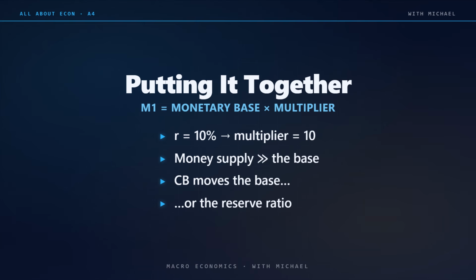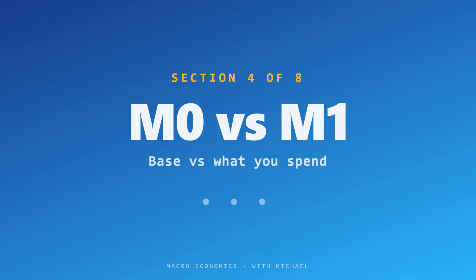Section 4. M0 versus M1. So we have two key measures, and the difference matters. M0, the monetary base, is currency plus bank reserves, the high-powered money the central bank issues directly. M1 is the money the public actually spends, currency in circulation plus the balances in checking accounts. The gap between them is the work done by the banking system through lending and the multiplier.